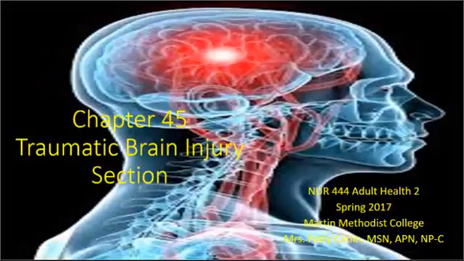This is the last part of the neuro unit, chapter 45. We're not doing the whole chapter. We are picking up on page 946 at traumatic brain injury and going to the end of the chapter. I know in the reading I initially had the wrong page number.